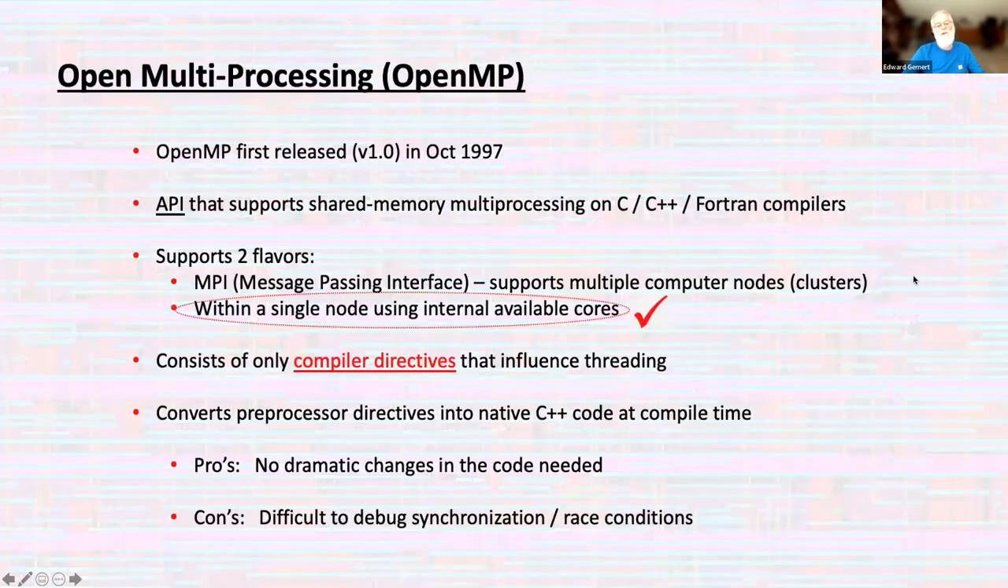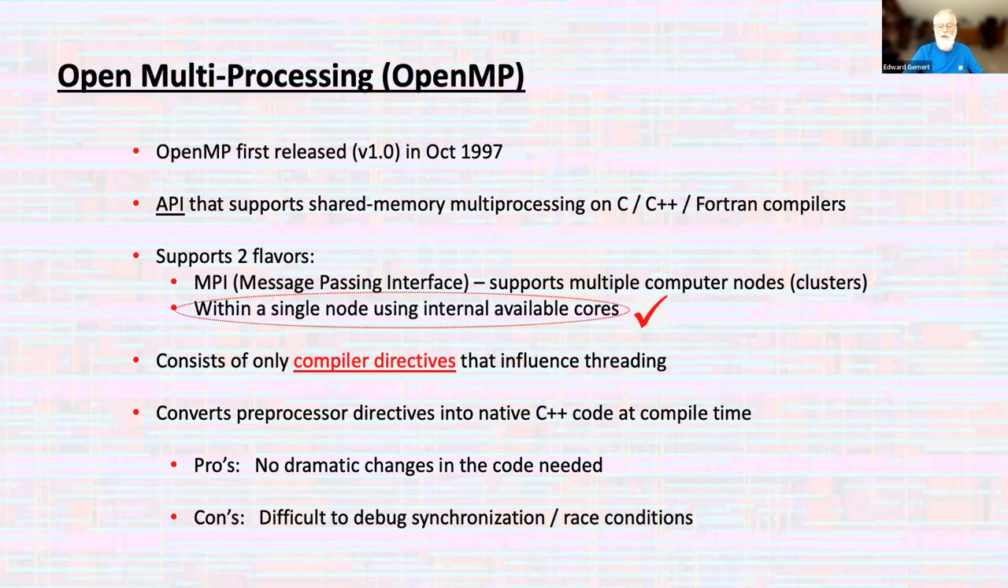One of the challenges we started working on a couple months ago was threading. And we picked OpenMP, which stands for Open Multiprocessing. OpenMP has been around for a while, first released in '97. It's an API that supports shared memory multiprocessing on C, C++, and Fortran. And OpenMP supports two flavors, MPI, which is basically a cluster of computers connected together, or within a single node using internal cores, and that's what we're supporting right now.